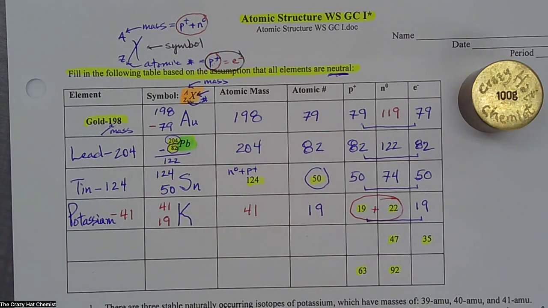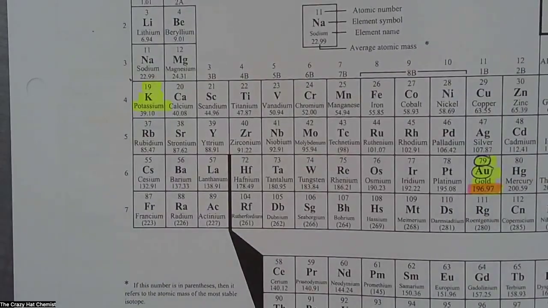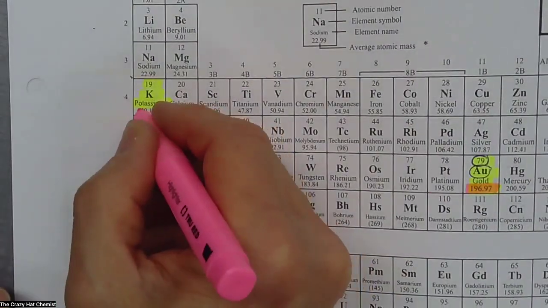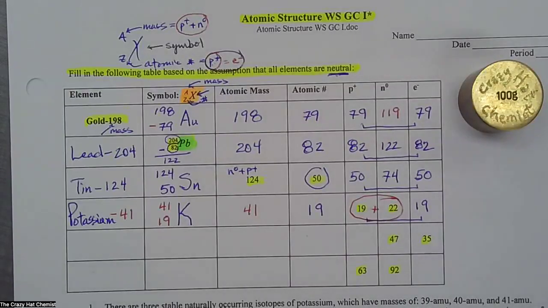Potassium-41. Perfect. That's looking great so far. Going to highlight one more thing here: potassium's average atomic mass of all the naturally occurring isotopes is 39.10. We'll be discussing that in the latter half of this.